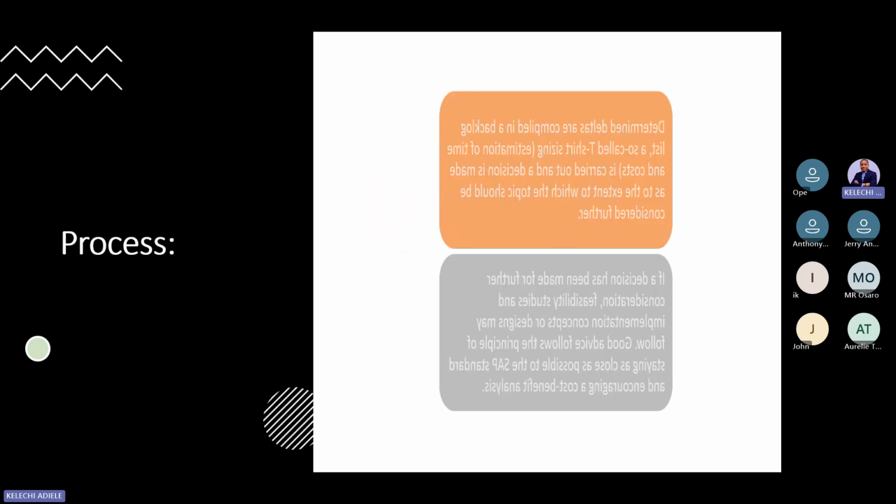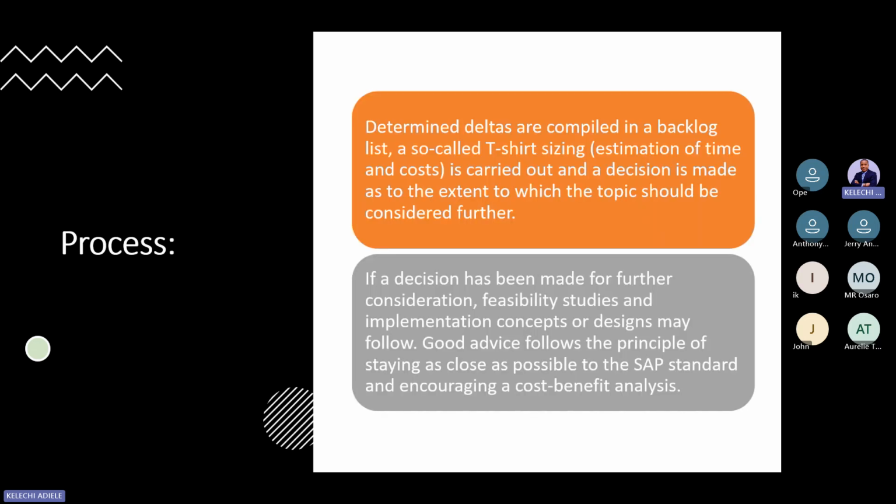So what's the process of doing your fit to standard workshop? You have to determine the deltas. Determined deltas are compiled in a backlog list, so-called t-shirt sizing, that's all the terminologies. And a decision is made as to the extent to which the topic should be considered further. If a decision has been made for further consideration, feasibility studies and application context of design may follow. What it means is that you have to determine what the deltas are, what the fits are, and what other decisions will need to be made in terms of the gaps.